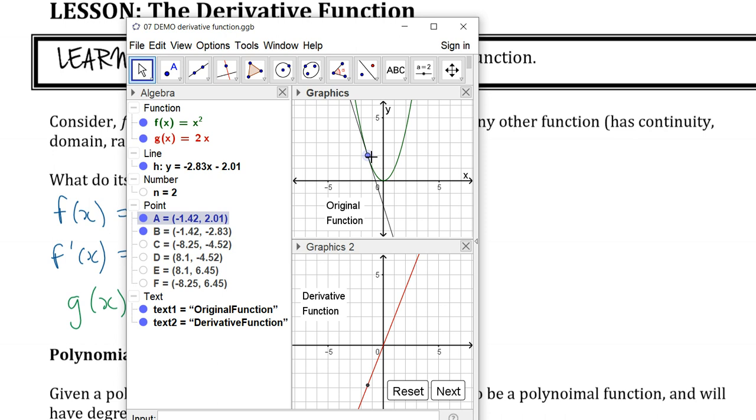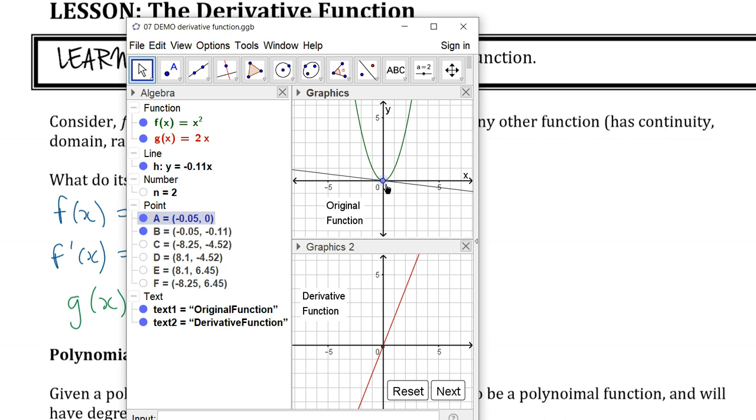But we also know that decreasing is a word that we use about functions, whether it's increasing or decreasing. So the y value of the derivative function is negative. At that point, the slope of the tangent is negative, which means the original function is decreasing.